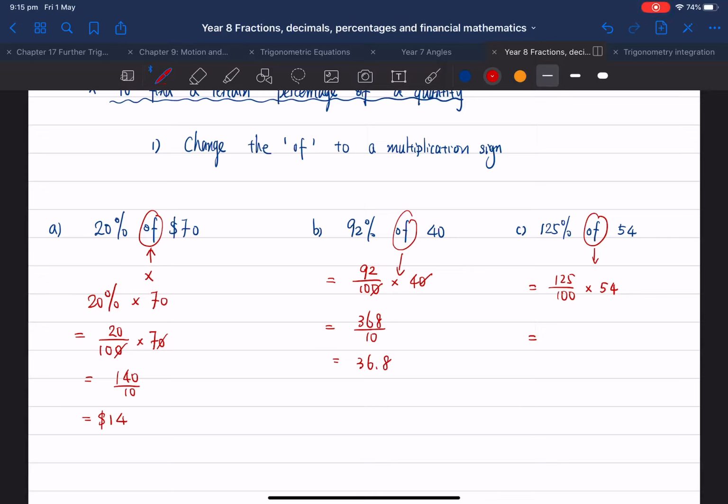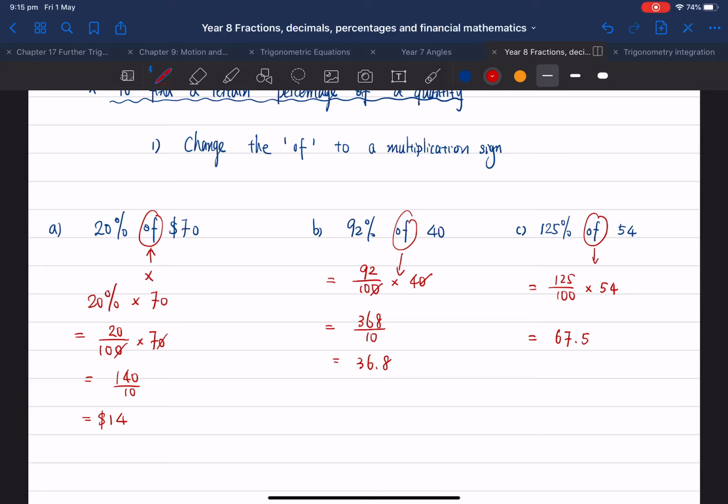Again, if you don't want to use a calculator, you just have to do the manual calculation, pen and paper. Try to simplify the fraction before you times everything. But the answer here is 67.5 after you multiply those out.